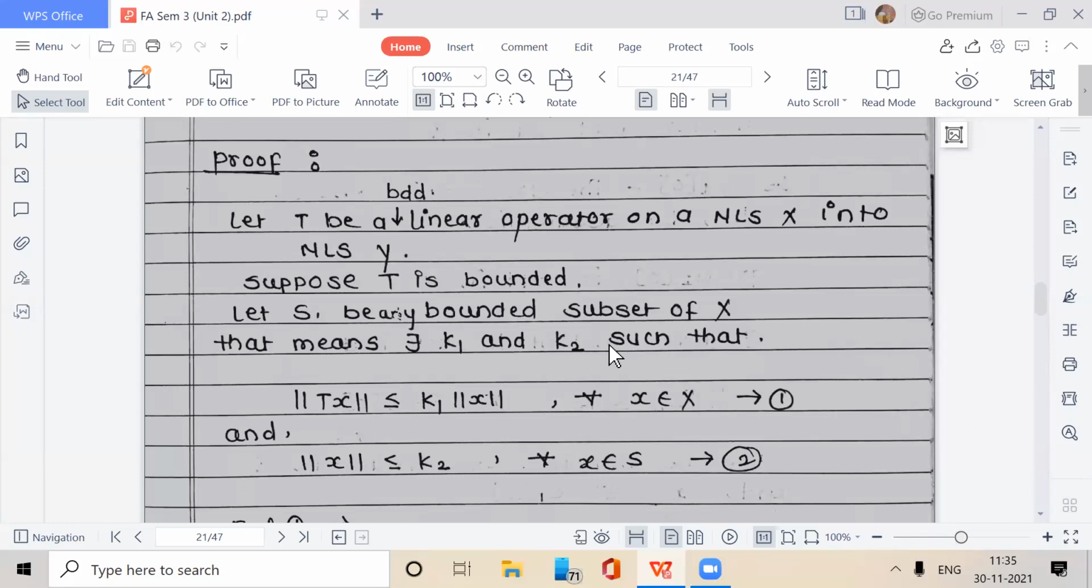Because we have written, let T be a bounded linear operator. So by definition of boundedness, we have norm of Tx less than or equal to K1 into norm of x for all x belongs to capital X. We gave this equation number 1. And also x belongs to capital X and S is a bounded subset of X, so that norm of x is less than or equal to K2 for all x belongs to S. Give this equation number 2.